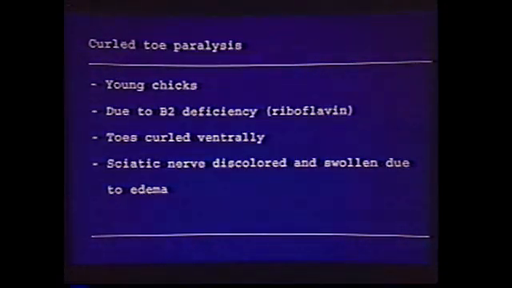Here's what we were talking about, the curling of the toes ventrally in young birds. They are not lateral, they are ventrally under the toe, under the foot. And that is what is called riboflavin deficiency, curled toe paralysis. When you look at the nerve, it is bilateral, both sciatic nerves will be greatly enlarged. And that enlargement is not due to cell infiltration as in Marek's disease, but is due to edema, as you can see here in the nerve cells. All that empty space, vacuolation, is due to edema. So, curled toe paralysis in young birds due to B2 riboflavin deficiency.